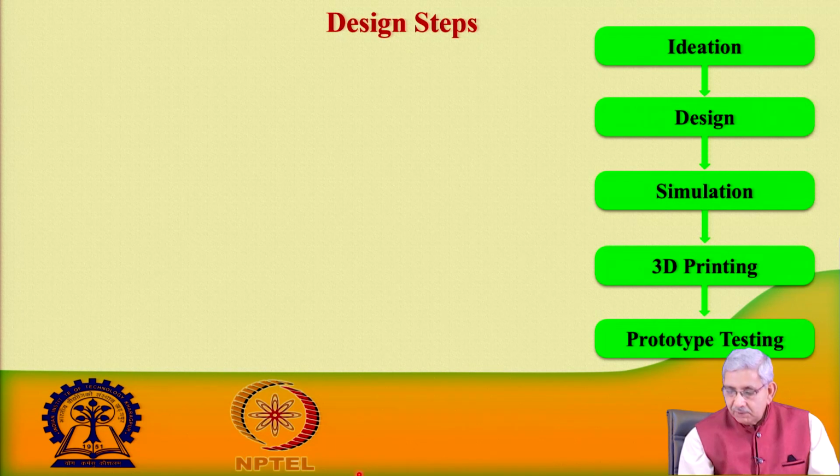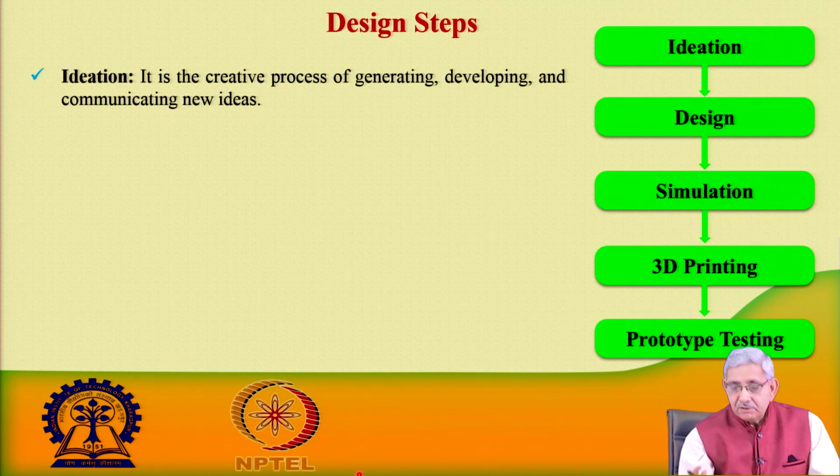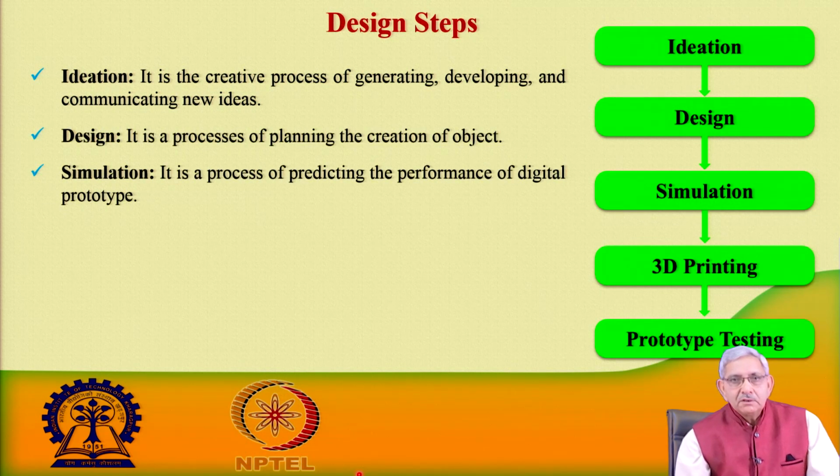This flow chart explains ideation. What is ideation? Ideation is the creative process of generating, developing and communicating new ideas. Any new ideas which are coming, not only in the drip emitter, there can be any other product development, there could be any process. So, this particular process of thinking or bringing new ideas is known as ideation, and then design.